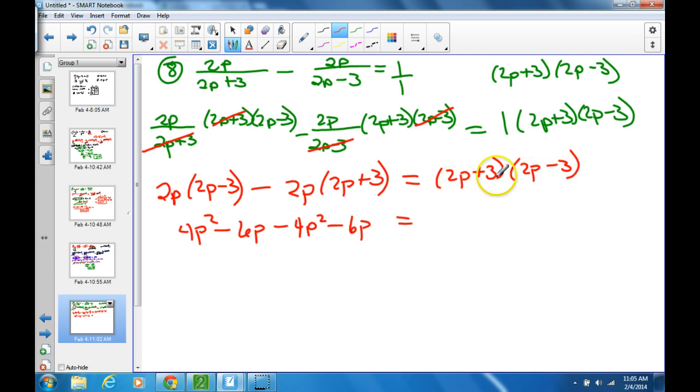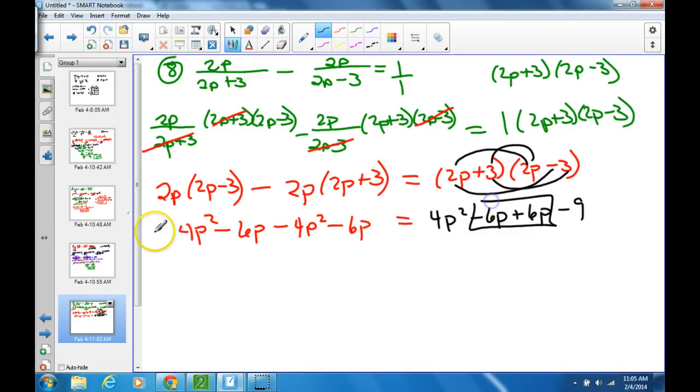Okay, so if we multiply all this out, let's FOIL it out. We have 2p times 2p, which is 4p squared. 2p times negative 3 is negative 6p. And then positive 3 times 2p is plus 6p. And then this would be a negative 9, right? Yeah, these two cancel each other out. What else cancels each other out over here? Yeah, those will cancel each other out, right? So we're left with negative 12p equals 4p squared minus 9.